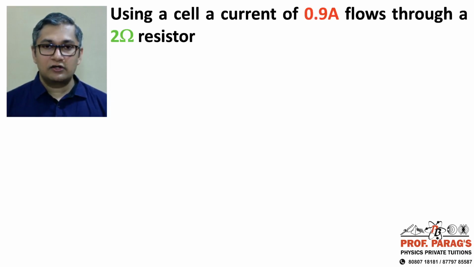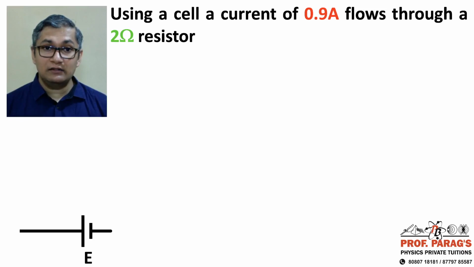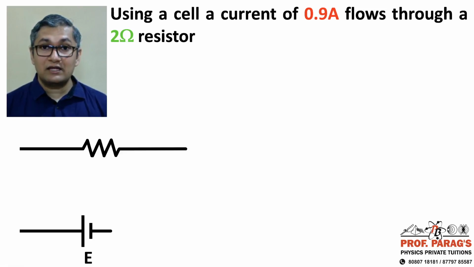Okay, let's take a third example here. So using a cell, a current of 0.9 amperes flows through a 2 ohm resistor. Okay, so 0.9 in red, 2 in green, please note. So there is a cell. What is its EMF? Not given, so let's just call it E. What is the internal resistance? Is it 2 ohms or is this 2 ohm the external resistance? They are saying 0.9 ampere flowing through a 2 ohm resistor. They did not use the word internal. So that means this 2 ohm is my external resistance.